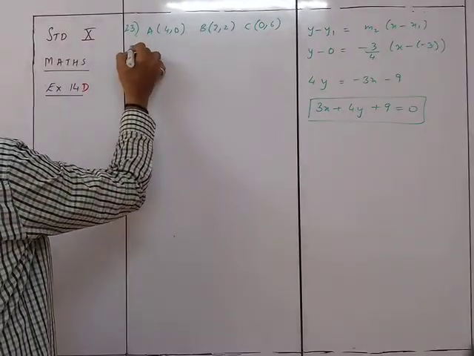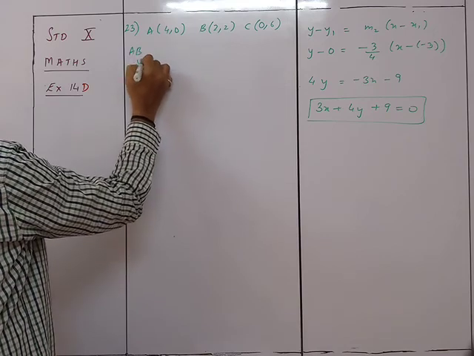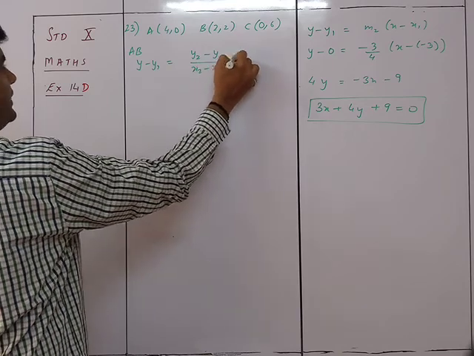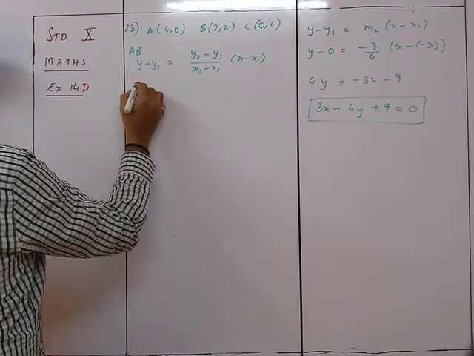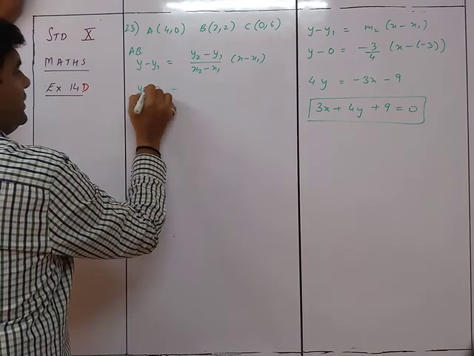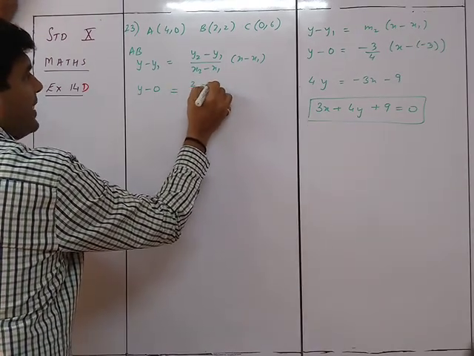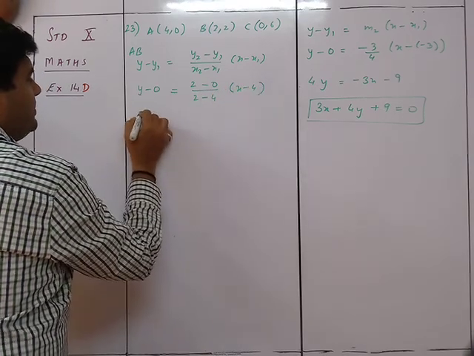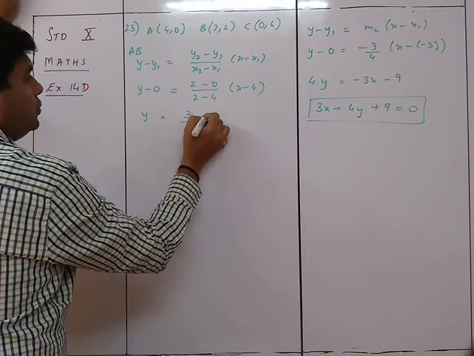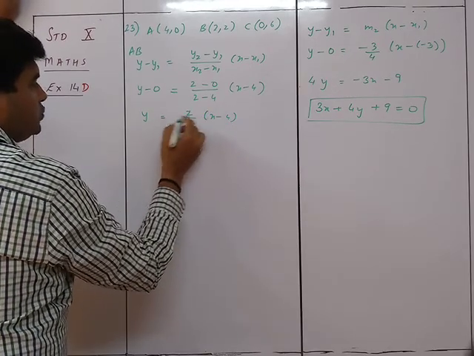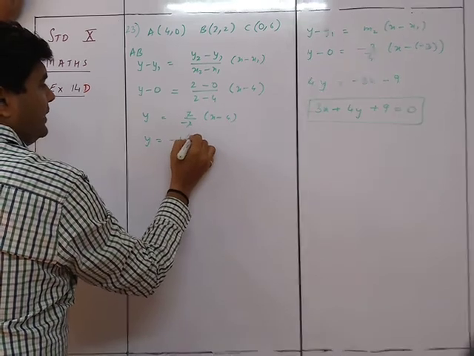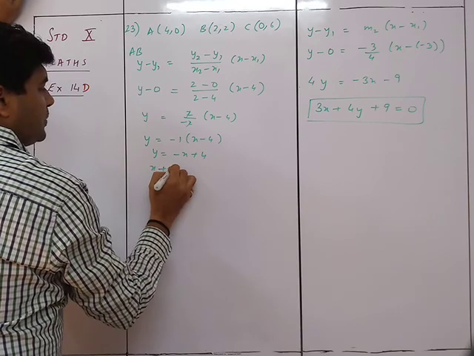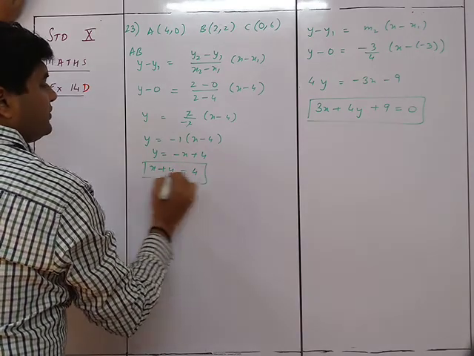First of all, AB. It will be y minus y1 is equal to y2 minus y1 upon x2 minus x1 into x minus x1. So we take y minus 0 is equal to 2 minus 0 upon 2 minus 4 into x minus 4. So that will be y is equal to 2 upon minus 2, x minus 4, that will be minus 1. So y is equal to minus 1 into x minus 4. So y is equal to minus x plus 4, or x plus y is equal to 4. That is the equation of line AB.